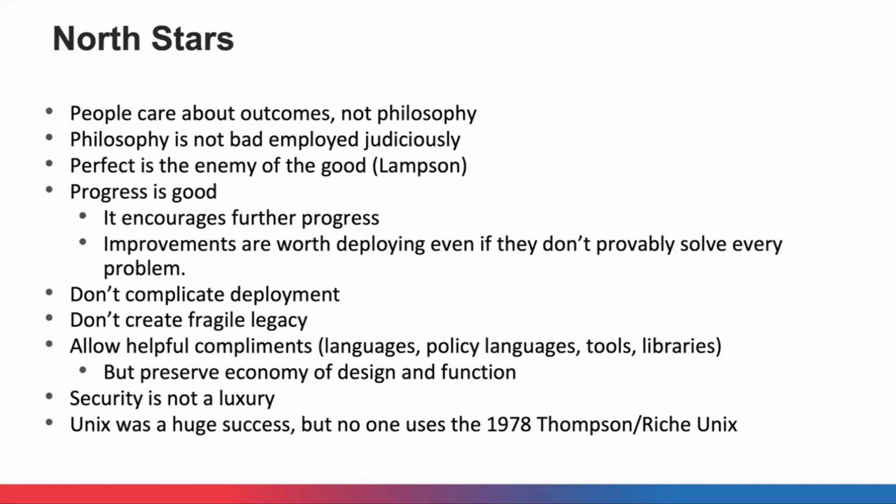Security is not a luxury, but along the lines of, it doesn't have to be perfect. Unix is a tremendous success. Nobody I know uses the 1978 version of Unix that Thompson and Ritchie wrote. I still have the code. It was a nice program. It was only 10,000 lines of code. It was great. As I said, it was a model for everything that came afterwards. But it's not a failure that people have done more stuff and made it better. But you've got to get in the game.